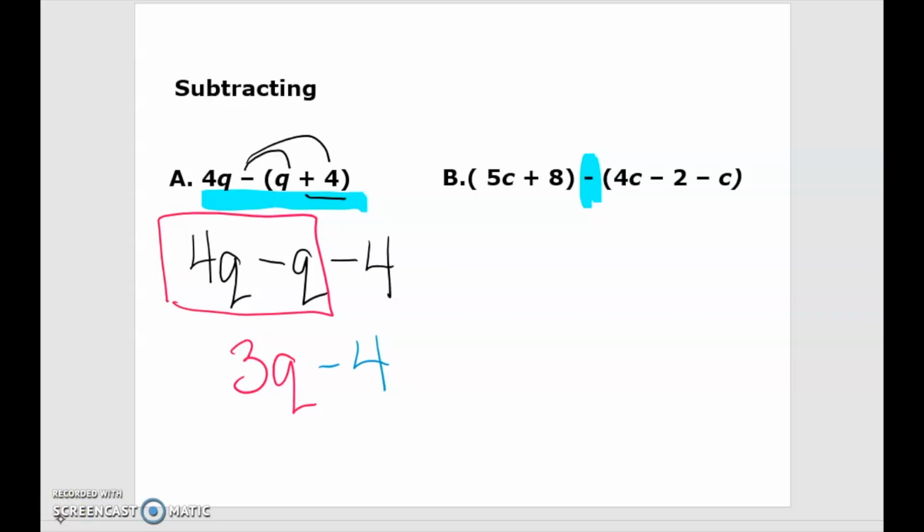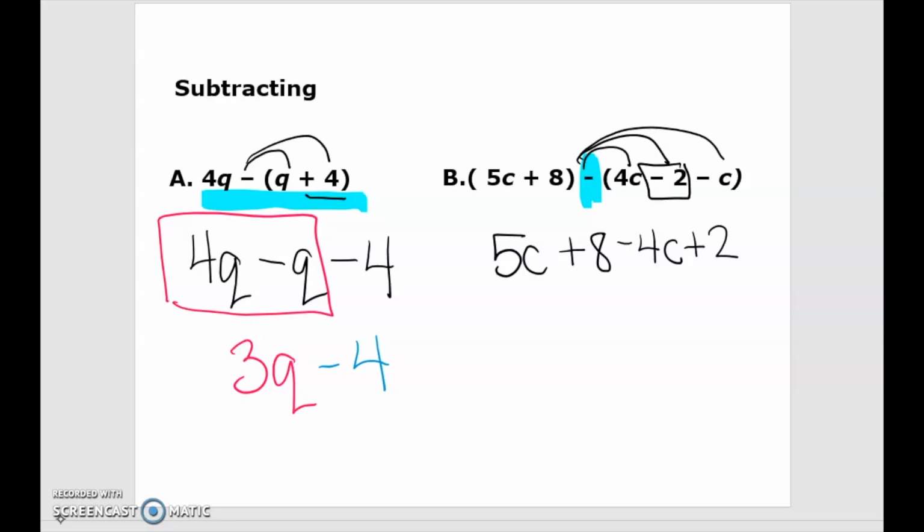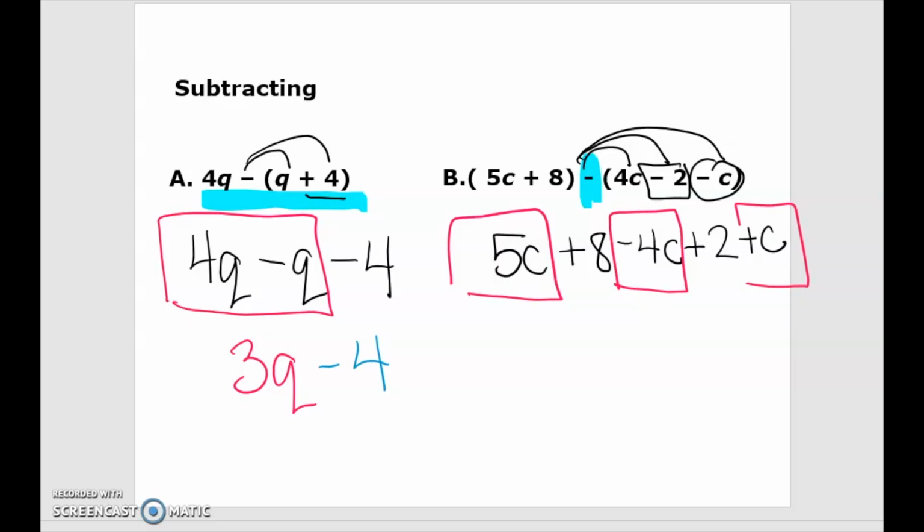So nothing in front of the 5c to distribute, so I just bring it down. Then I'm going to distribute the negative to the 4c, so minus 4c. The opposite of negative 2 is positive 2. The opposite of negative c is positive c. So we can see that that could have been tricky if we weren't careful. So 5c minus 4c is 1c, plus one more c is 2c. 8 plus 2 is positive 10.